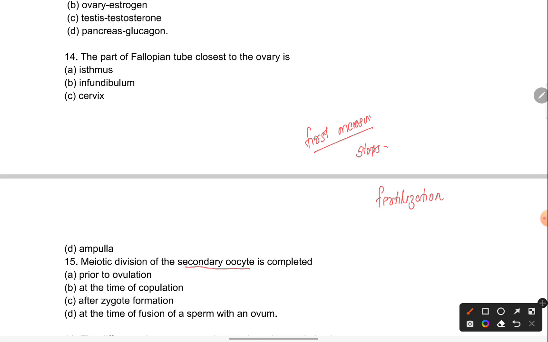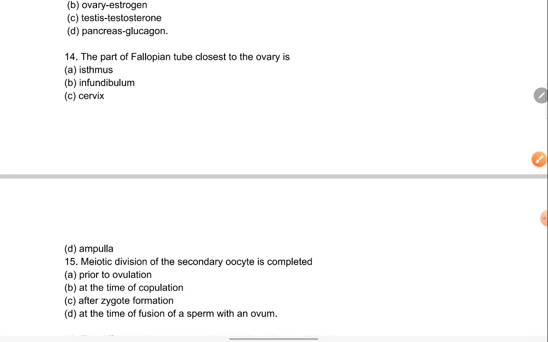Meiotic division of the secondary oocyte is completed prior to ovulation? No. At the time of copulation? No. After zygote formation? No. And D, what is it? At the time of fusion of a sperm with an ovum, or during fertilization. So the correct answer is what? Option D. Okay. So that's all.